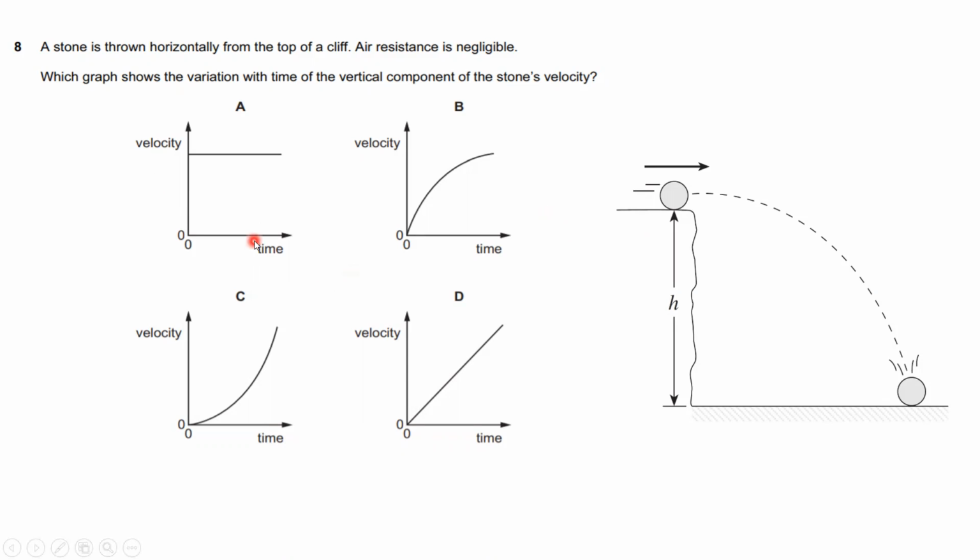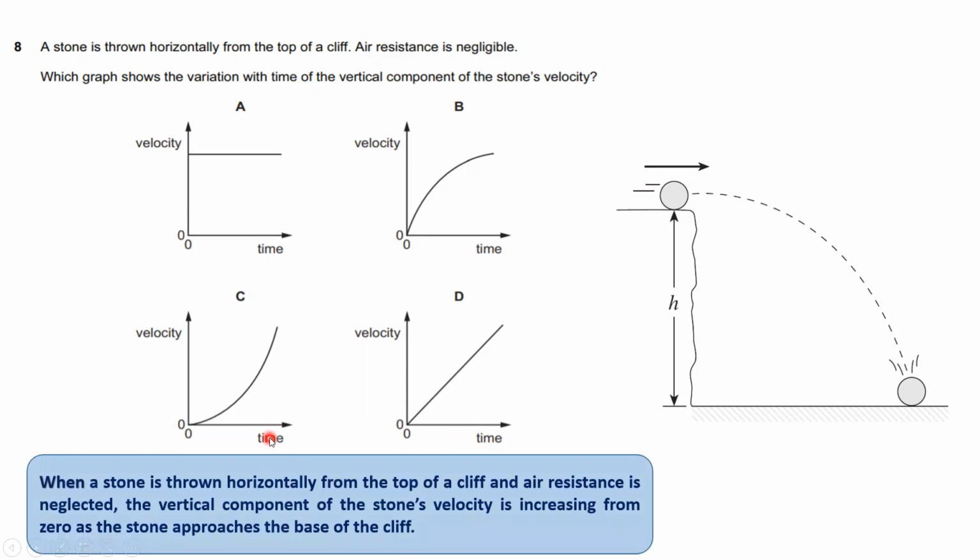A velocity time graph is given here. In that case, the gradient of the velocity time graph will give you the acceleration. You have to determine which graph will give you a constant acceleration. In this case, in option A, the VT graph shows constant velocity, so there is no acceleration. So you can just read this.